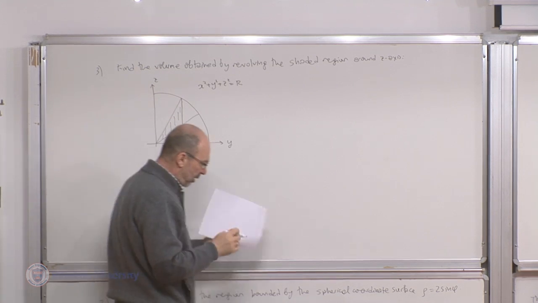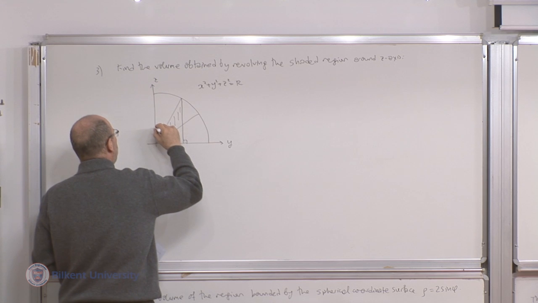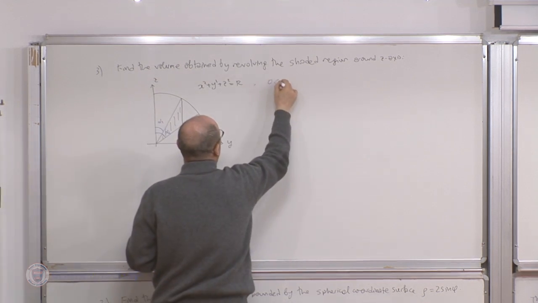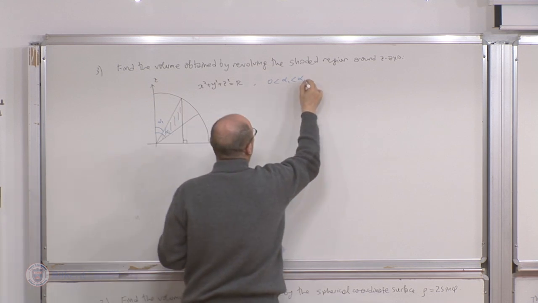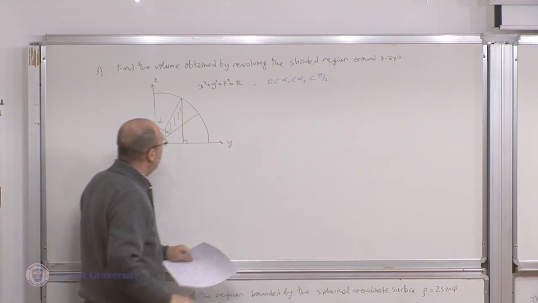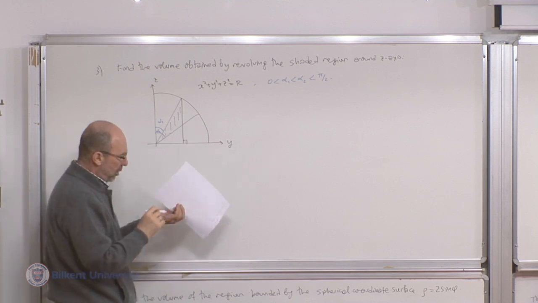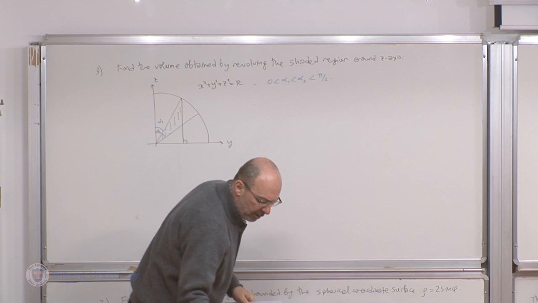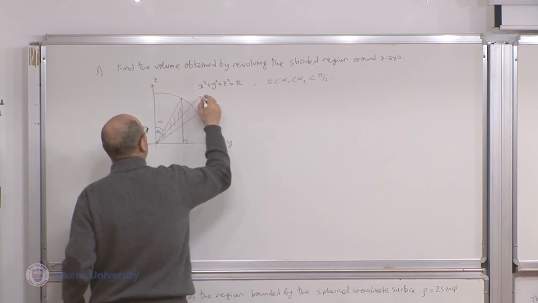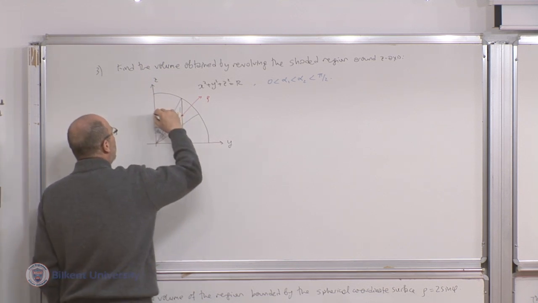We need angles there. Say this angle is alpha 1 and this angle is alpha 2, the whole thing. So we have alpha 1 less than alpha 2, which is less than pi over 2. So let me write alpha 2 here. Now, a typical ray is like this. This is our rho. It enters the region when rho is 0, and it leaves the region here. And this angle is phi.